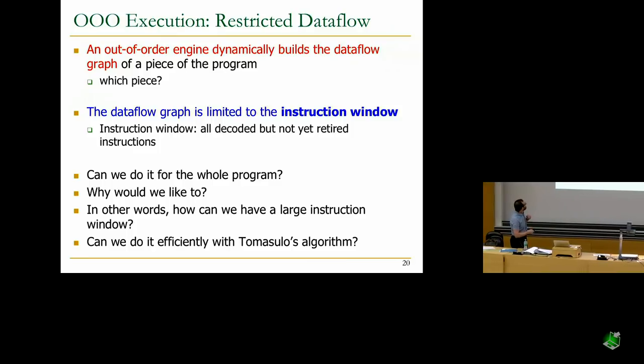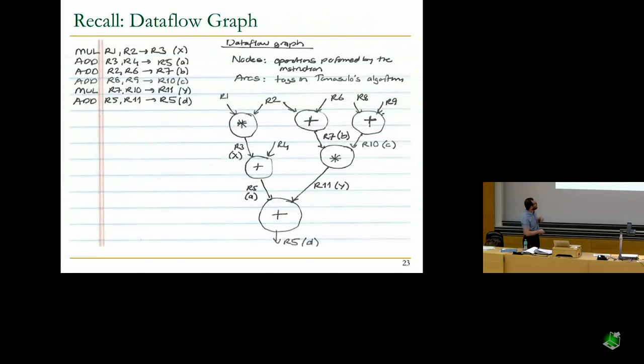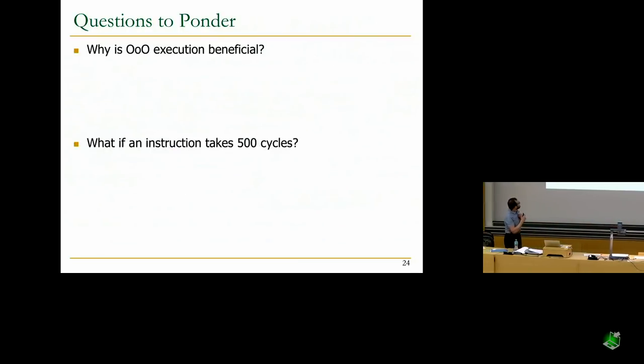Okay, so I'll just flash these because this is actually making the point again. You can build the data flow graph. It's a limited data flow graph, as you can see. It's not the entire program. But if your latencies are really high, if this, for example, takes a thousand cycles, you may actually want to have a much bigger data flow graph in your machine such that you can actually figure out which instructions can execute down the street.